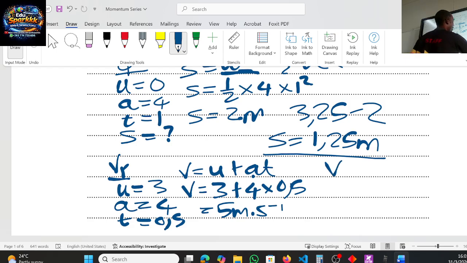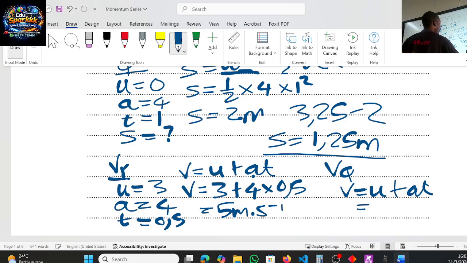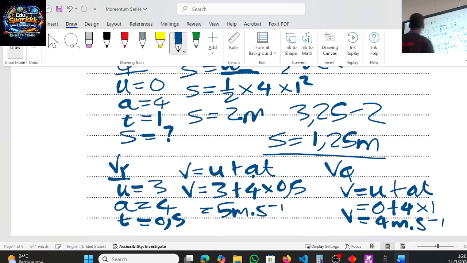Let's try VQ, the final velocity for Q. Remember, for Q, we will use the same equation, u plus at. And for Q, because it started from rest, the speed is 0, plus acceleration was also 4, but the time for Q is 1. And when we simplify, it means for Q, the speed is going to be 4 meters per second. So these are the speeds before they collide.